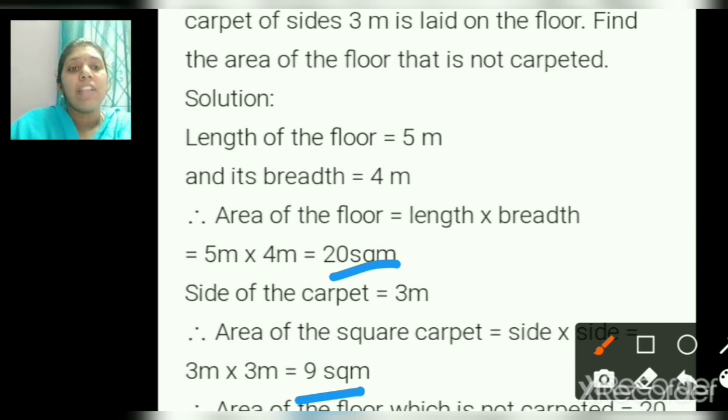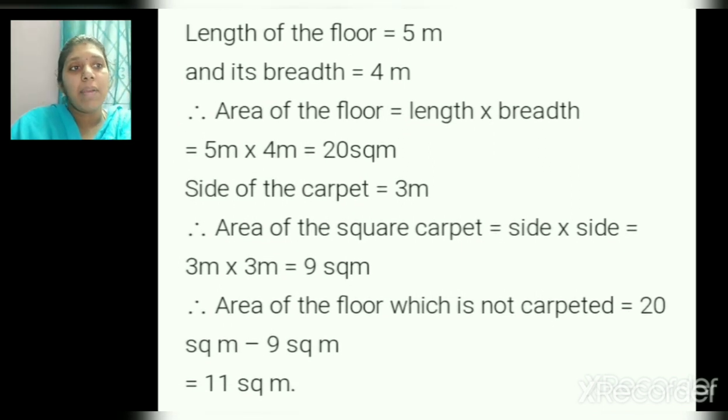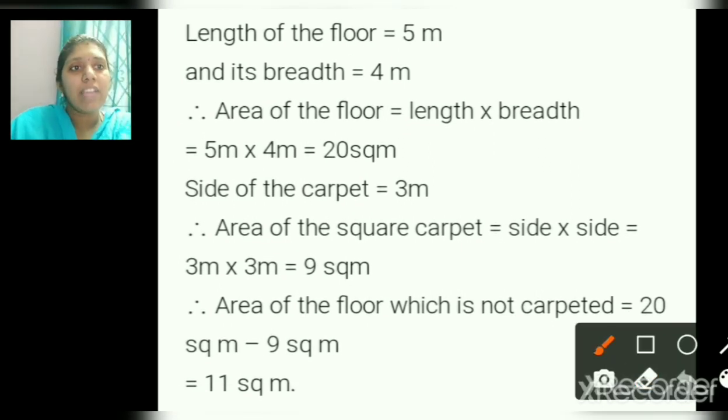Now we have to find the area of the floor that is not carpeted. So what we have to do? We have to subtract both. So 20 minus 9. 20 minus 9 is 11. So 11 square meter is the area of the floor that is not carpeted. Clear, children?